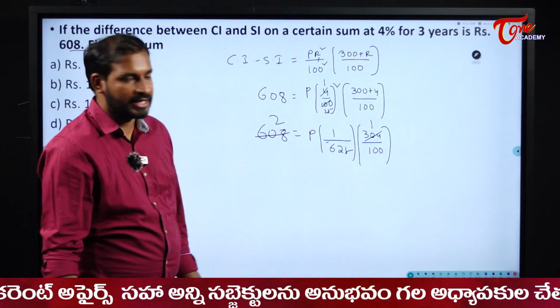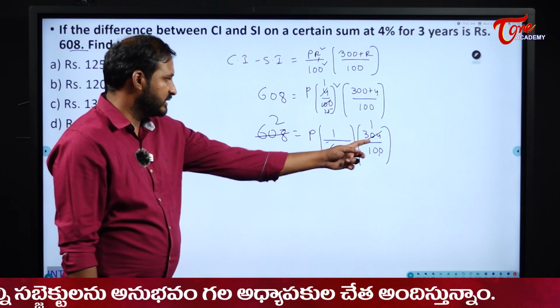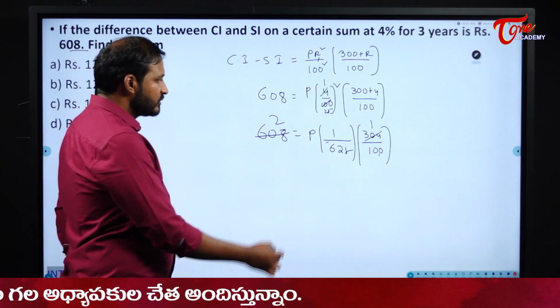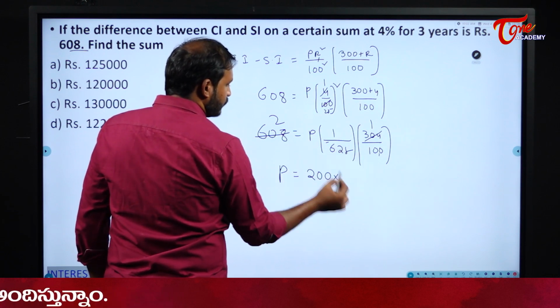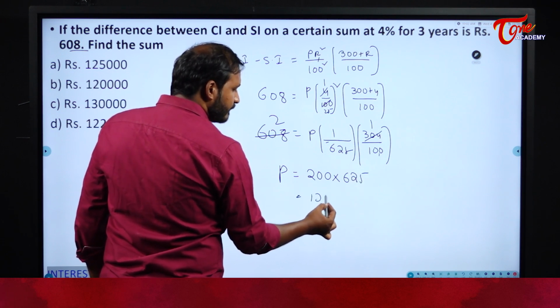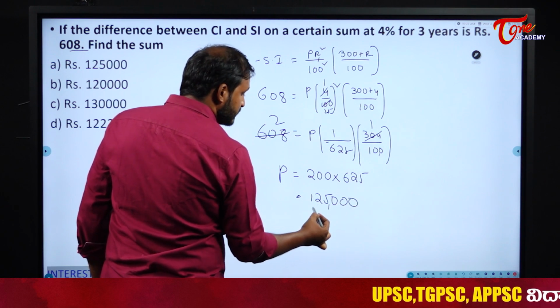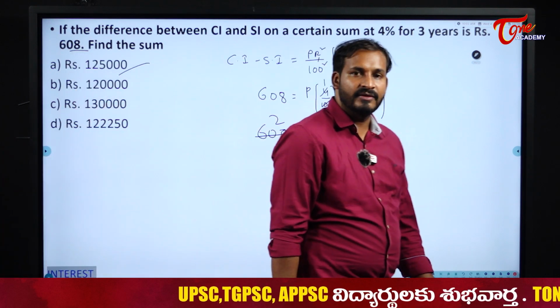Be smart, students, when calculating this. Please don't cancel this 304 and 100. It will become complex. Instead of that, if you observe carefully, this is 304 1 times and 304 2 times. So principal value will become what? 200 into 100 into 2. 200 into 625. So 625 2s are 1250. And 2 zeros. So what is the principal here for me? 125000. Principal is here for me 125000.